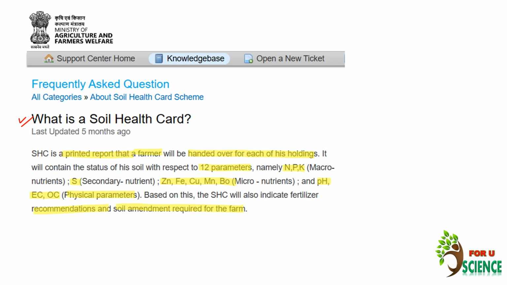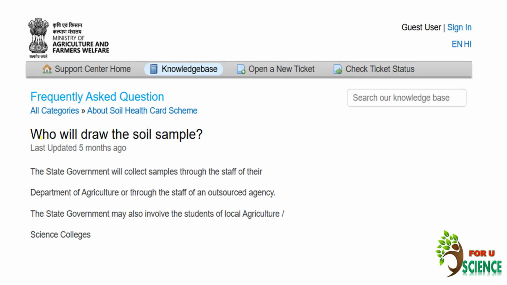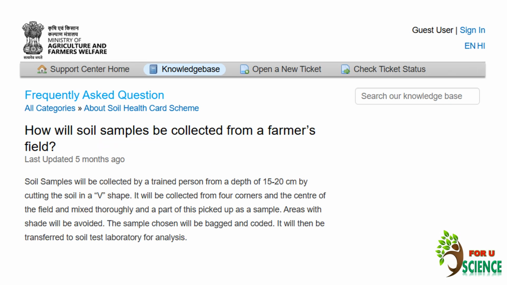Next, who will draw the sample? The state government will be responsible, and they will collect the soil samples through the staff of the Department of Agriculture or through the staff of outsourced agencies. They may also involve the students of the local agricultural and science colleges. So the state government will be responsible for drawing the samples and testing.